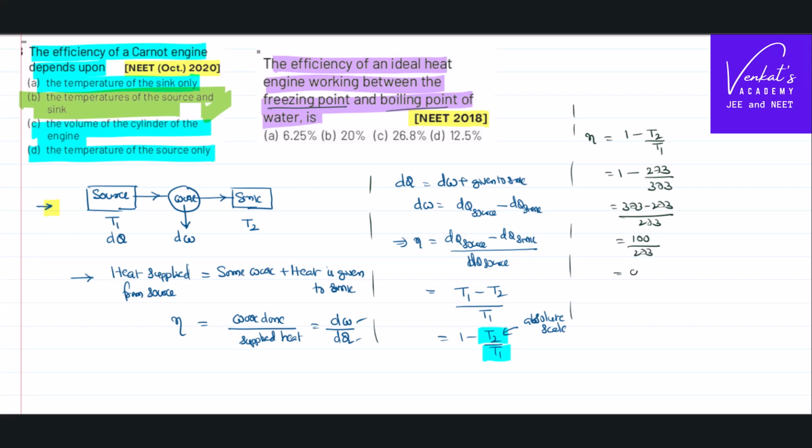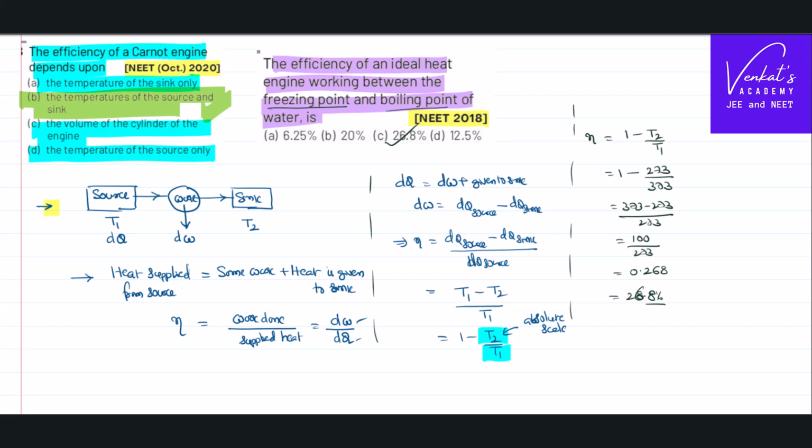If we calculate, it comes as 0.268. Percentage of efficiency means you have to multiply with 100. Then that becomes 26.8%. So its efficiency is 26.8%.